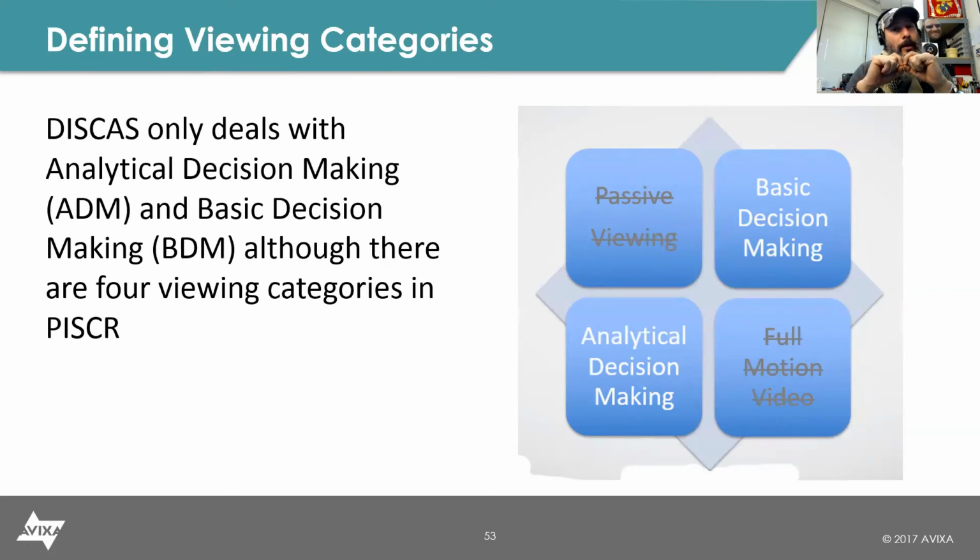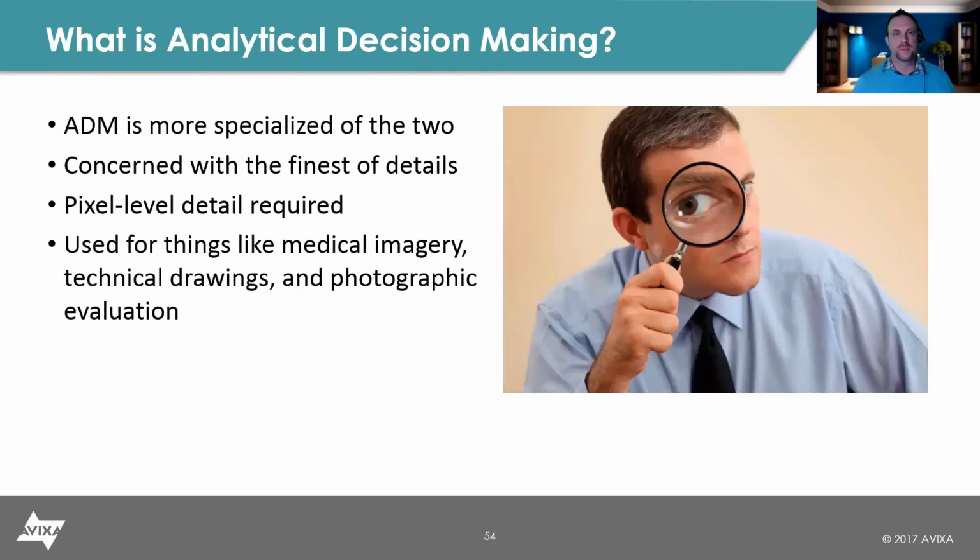So medical imaging, if I'm trying to diagnose if a patient has cancer, where do I cut? I'm looking at individual cells, or architecture, individual lines. Medical imaging is looking at real high detail stuff. So I have the two that I'm really going to concentrate on. I want that 15:1 contrast ratio for basic decision making, and I want that 50:1 for analytical decision making.